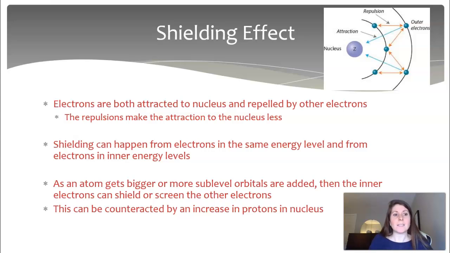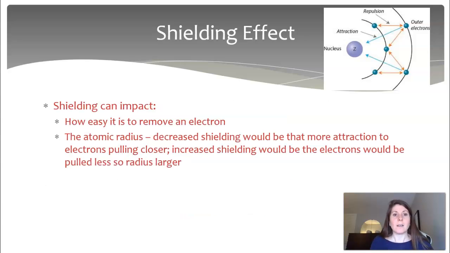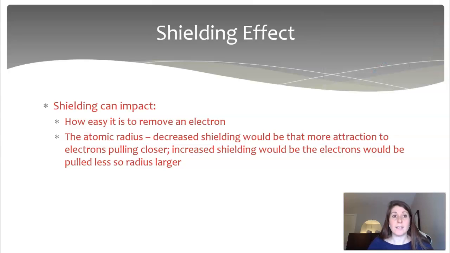This can be counteracted by an increase in protons in the nucleus. As you increase protons, it's going to have a greater pull on the electrons, and so it might impact it and balance it out. Again, shielding impacts how easy it is to remove an electron, and then also impacts that radius as well.